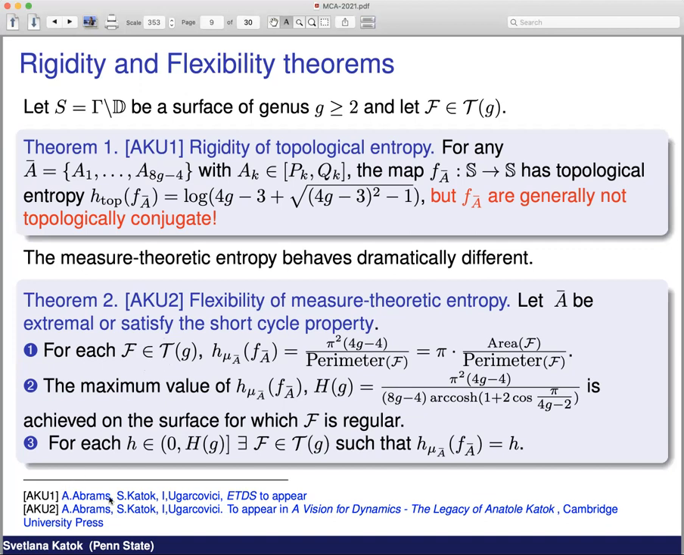Okay, so these two papers are actually accepted. One will appear in Ergodic Theory and Dynamical Systems, and the other in a book.